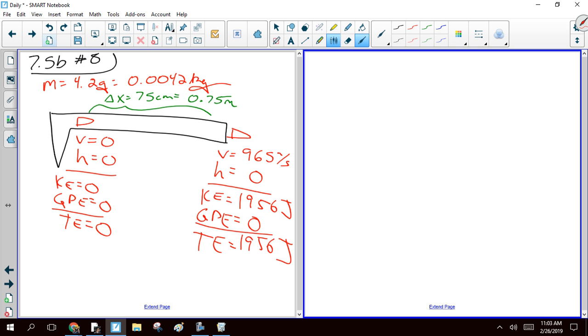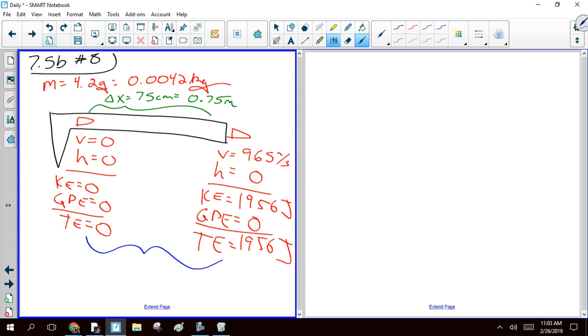All right? So, in this problem, what do we know about the total energy? Is it staying the same or changing? Changing. There's a change in total energy. We should find it. That's a delta E. So what's our change in total energy? Well, remember, it's always final minus initial. So 1956 minus 0 gives you 1956. That's my change in total energy.